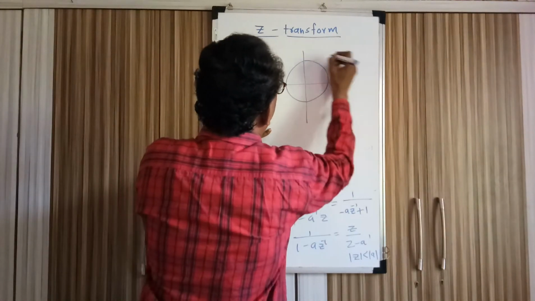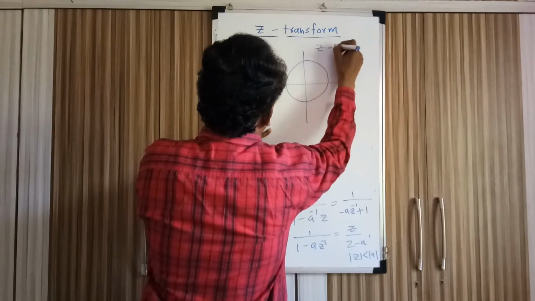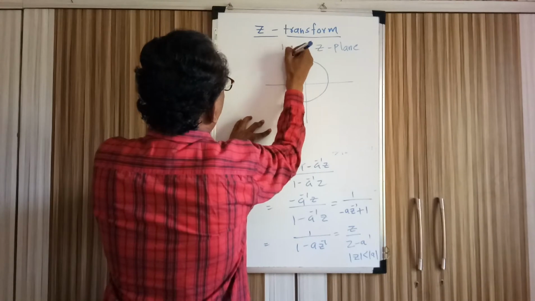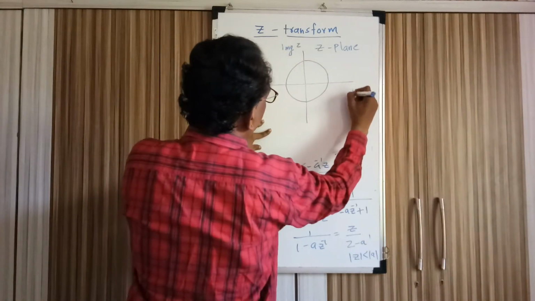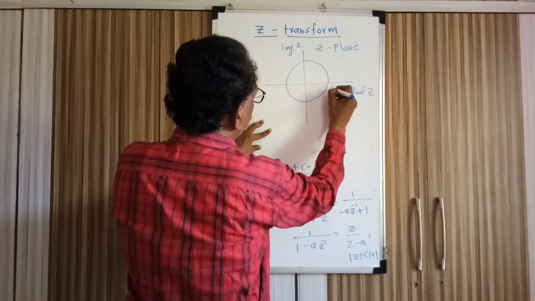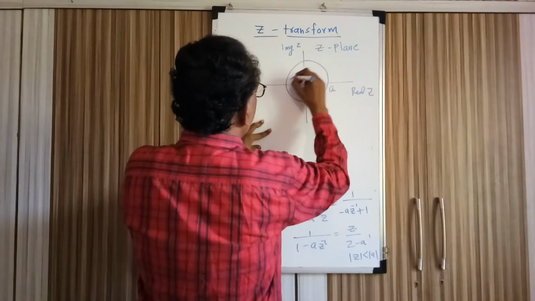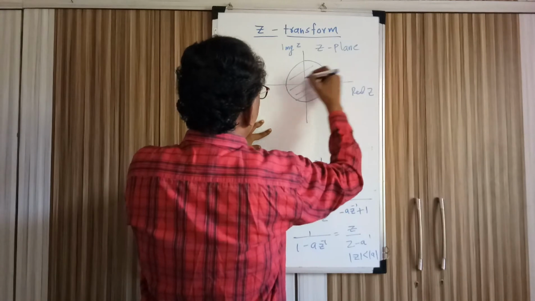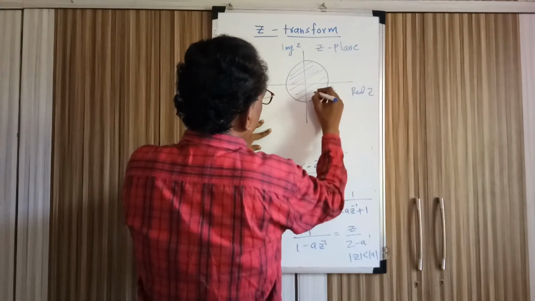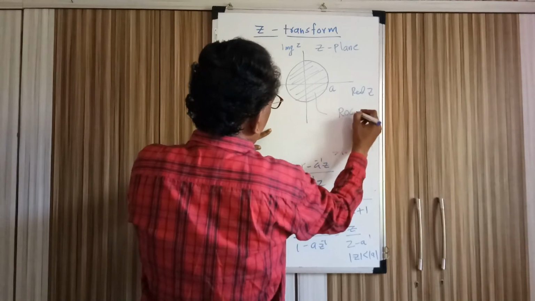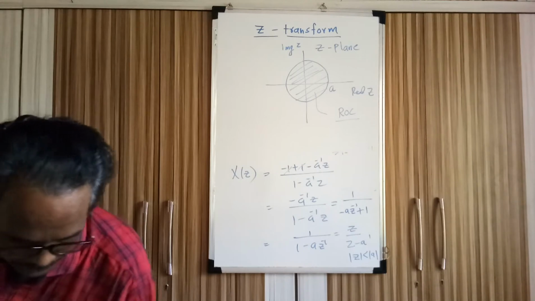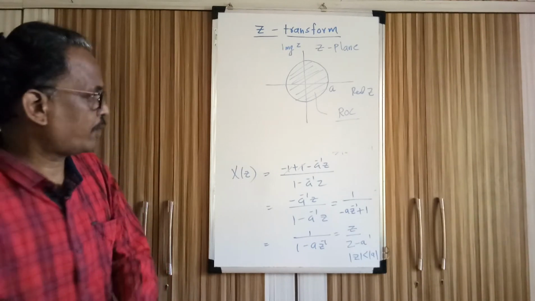So this is my Z plane. This is the imaginary axis of the Z plane, and this is the real axis of the Z plane. Here I am drawing a circle of radius A, so your ROC is this region. These are the values of Z for which the Z transform exists. That region is called the region of convergence.